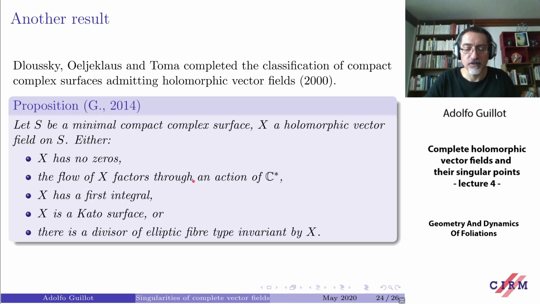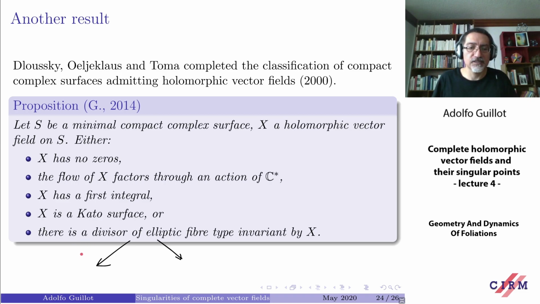These come from the non-Kähler side of the surface world, non-algebraic, and there is a divisor of elliptic fiber type invariant by X. There is some sort of degenerate elliptic curve of vanishing self-intersection. So this could be used to lead to a classification. I think this is a very cheap way to do it if you want to classify the surfaces that have vector fields.